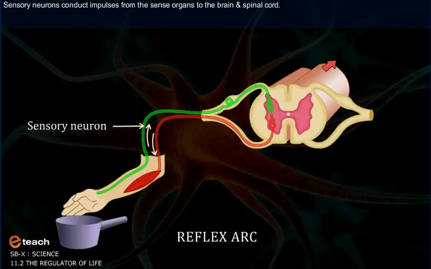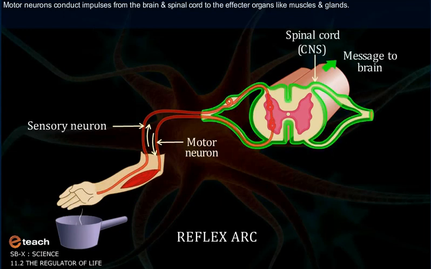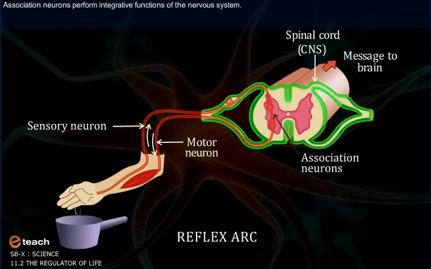Sensory neurons conduct impulses from the sense organ to the brain and spinal cord. Motor neurons conduct impulses from the brain and spinal cord to the effector organs like muscles and glands. Association neurons perform integrative functions of the nervous system.